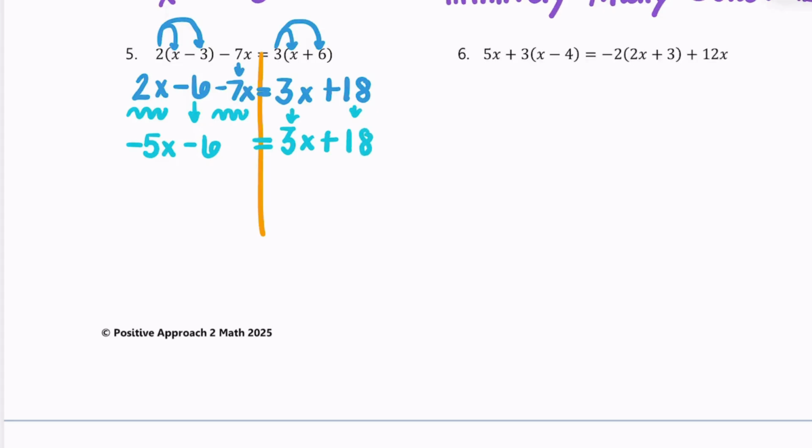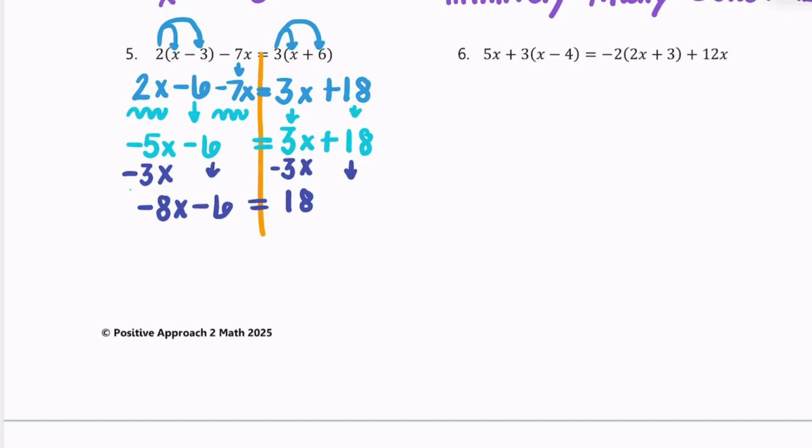Now we want to get our variables all on one side, so I'm going to move my 3x over to the left to join the -5x. It is currently a positive 3x, so I'm going to move it over by subtracting 3x, the opposite of adding, because we're moving over. -5x minus 3x will leave us with -8x. We have -6. Equals, and we'll bring down that 18.